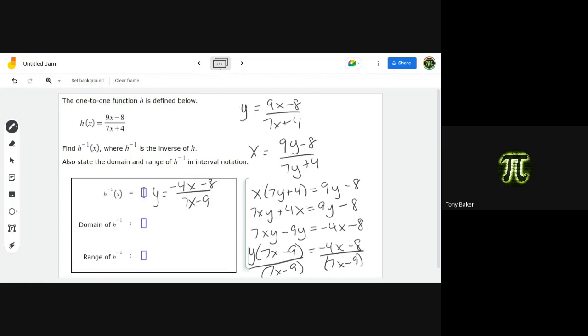Now we want to find our domain and our range. So the first thing they wanted to know is what's the domain of my inverse? So we can just look at my inverse function to figure out the domain. We're looking at just the denominator, right? Because it's dividing by 0. So 7x minus 9 does not equal 0. So in this case, x cannot equal, was it 9 sevenths? 9 sevenths.